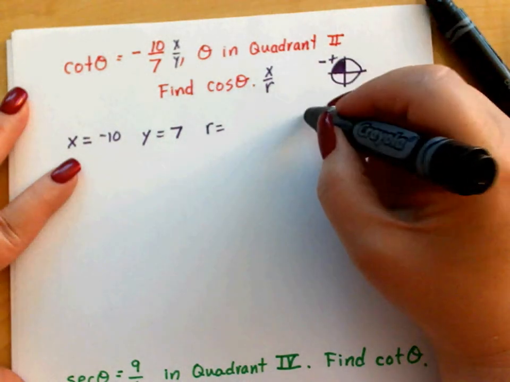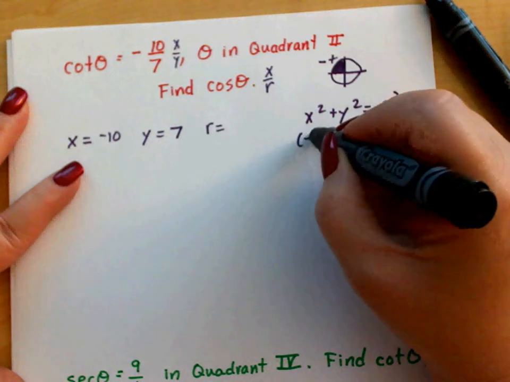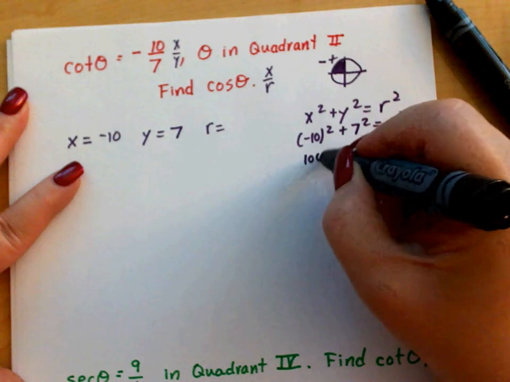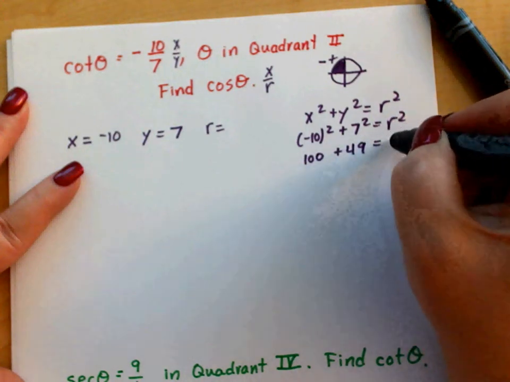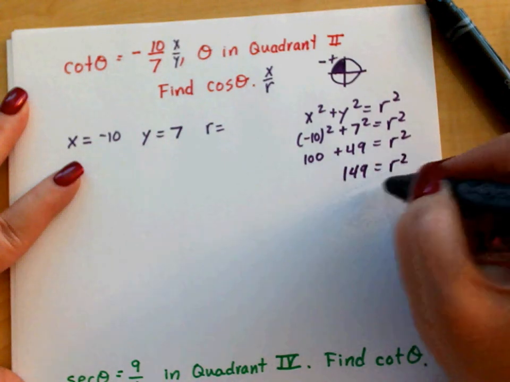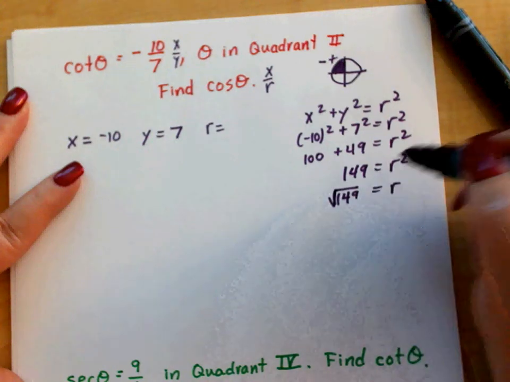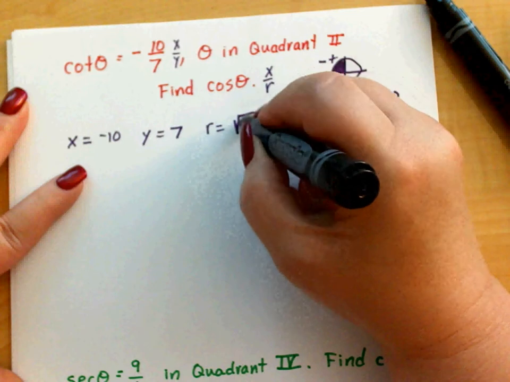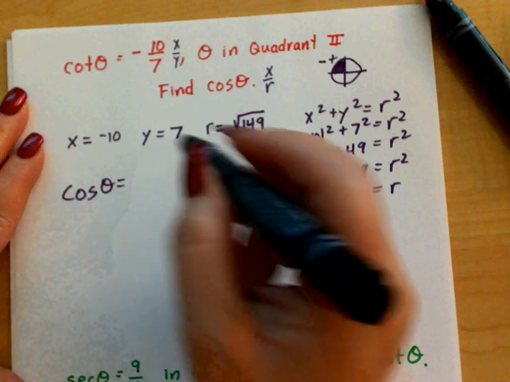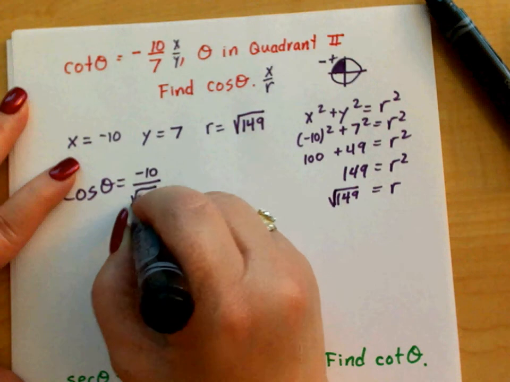So I know the Pythagorean theorem tells me that x squared plus y squared is equal to r squared, or negative 10 squared plus 7 squared is equal to r squared, or 100 plus 49 is equal to r squared, or 149 equals r squared, or r is the square root of 149. Okay? So to figure out the cosine of theta then, it's pretty simple. It's just x over r. So negative 10 over square root of 149.